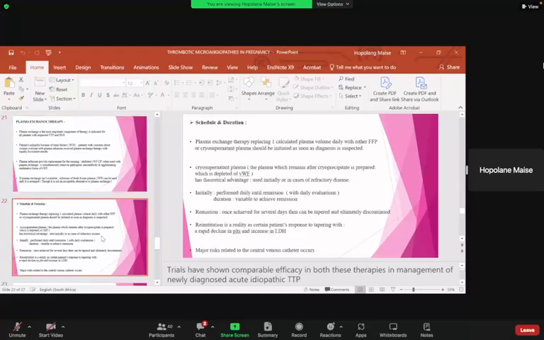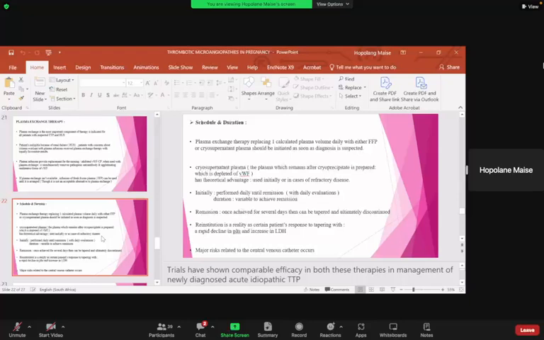Schedule and duration. Plasma exchange, replacing one calculated plasma volume daily with either FFP or cryosupernatant plasma, should be initiated as soon as diagnosis is suspected. Cryosupernatant plasma, which is plasma that remains after cryoprecipitate is prepared and is depleted of von Willebrand factor, has a theoretical advantage. It's used initially or in cases of refractory disease.